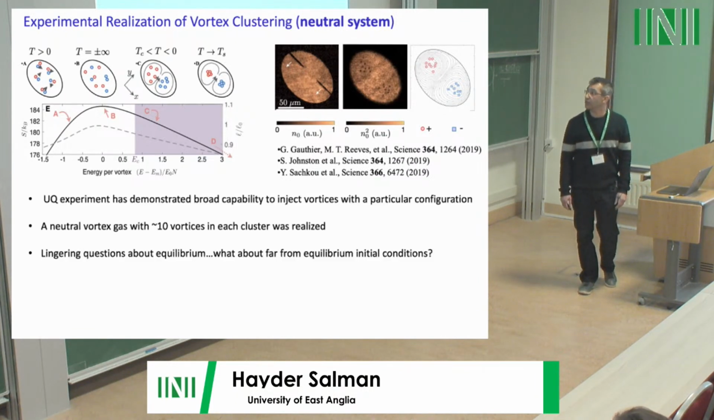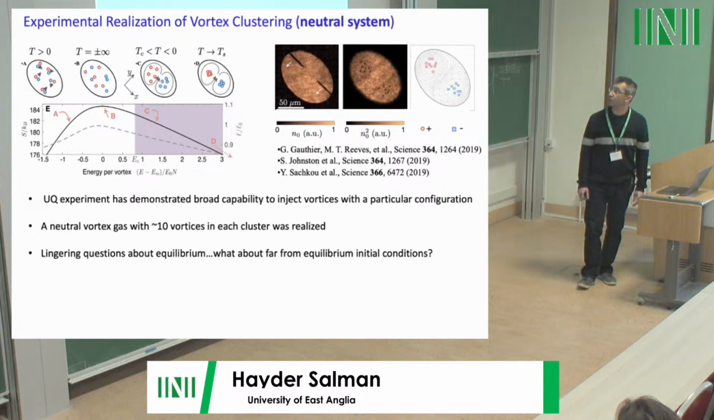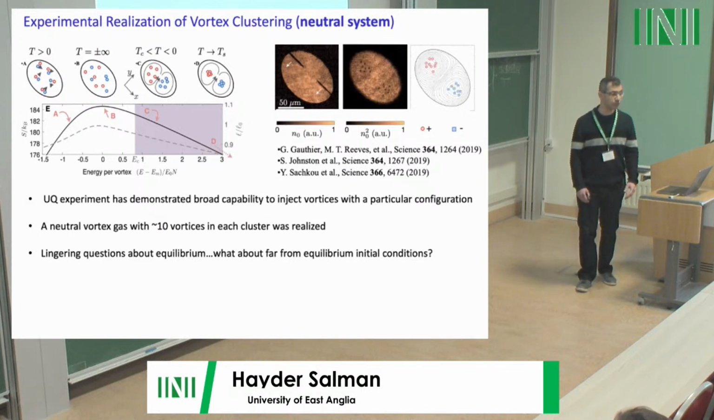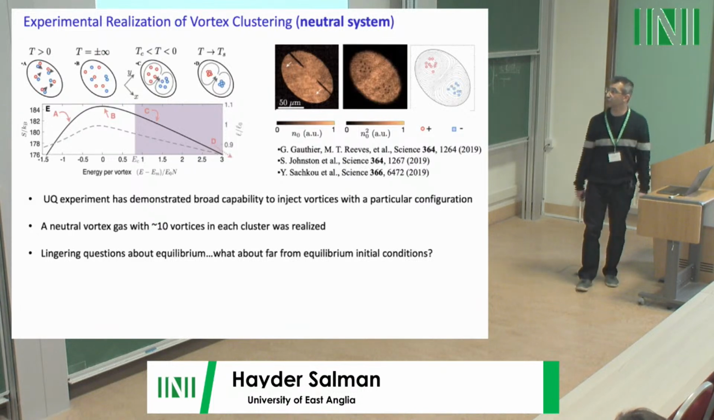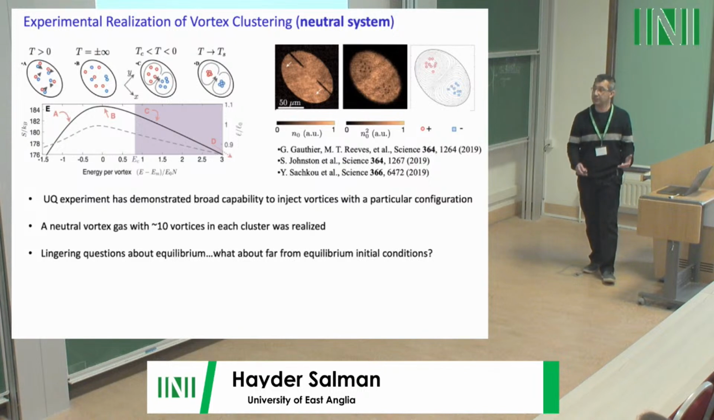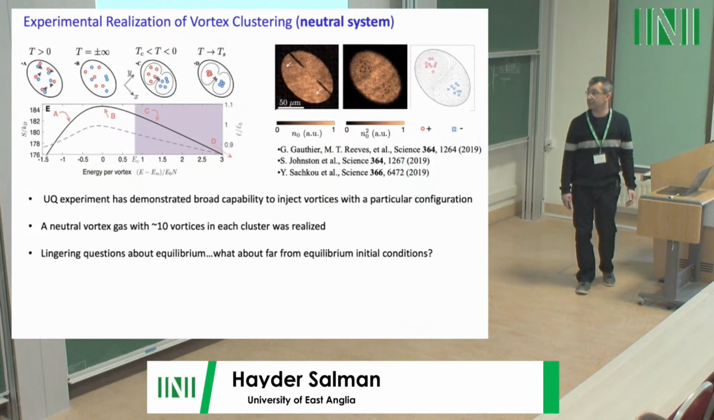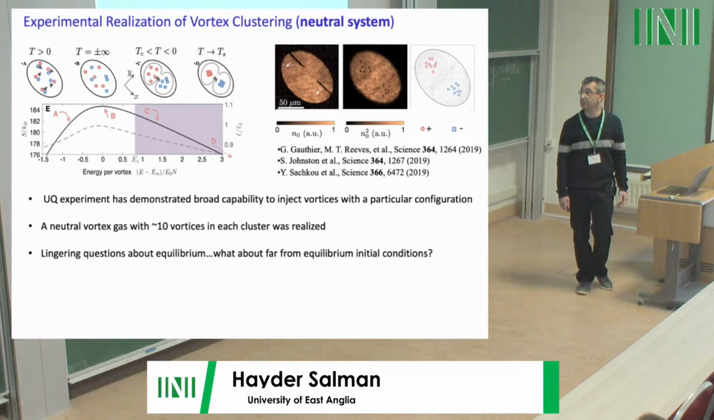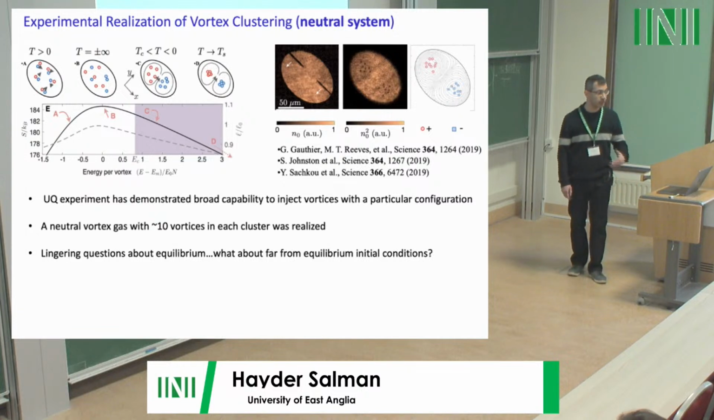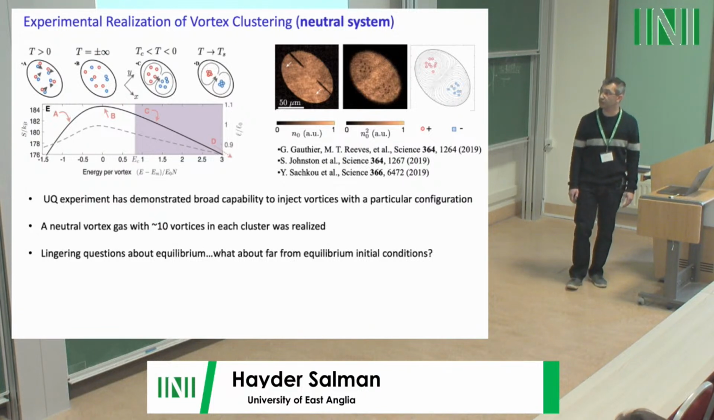And so even though they were typically injecting 10 to 15 vortices, because they were averaging over many realizations, they could build good statistics. And so we wanted to assess whether the system does indeed achieve equilibrium and what happens if you start from a far from equilibrium initial condition.